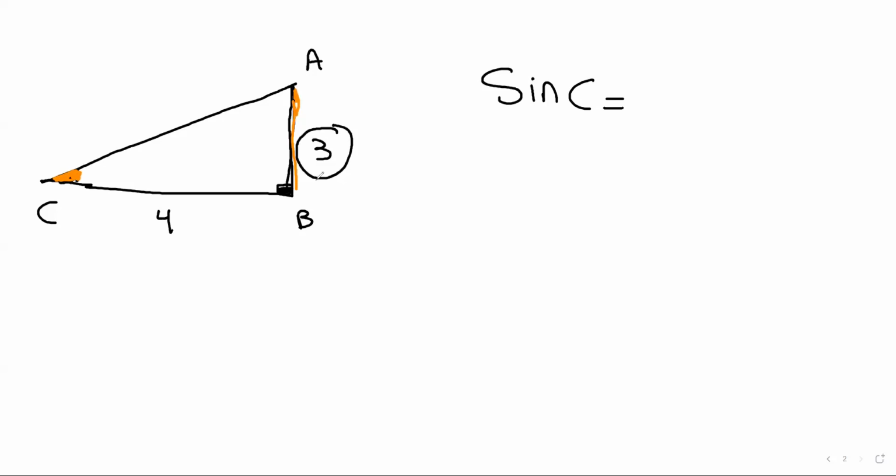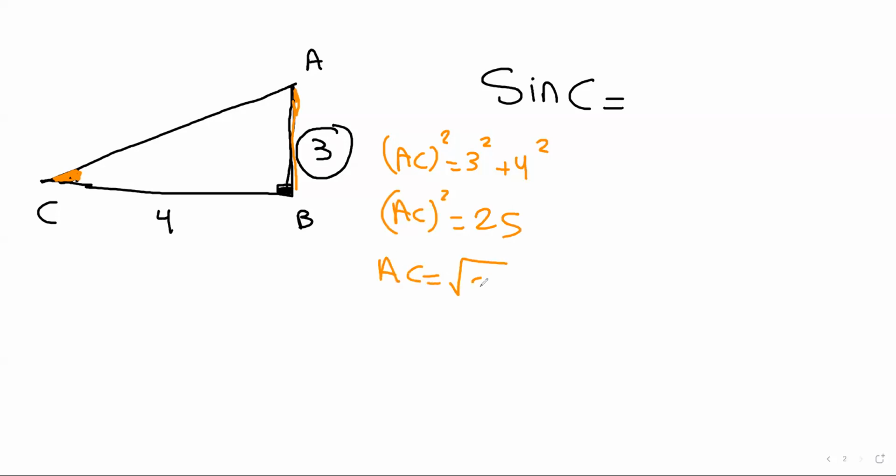Okay. And what is the length of the hypotenuse? Can you get the hypotenuse, Omar? 5, by using Pythagoras. AC to the power of 2 is equal to 3 to the power of 2 plus 4 to the power of 2. So AC to the power of 2 equals 9 plus 16, 25. So AC is equal to the square root of 25, which is 5 centimeters. So sine C is the opposite, 3 over 5.